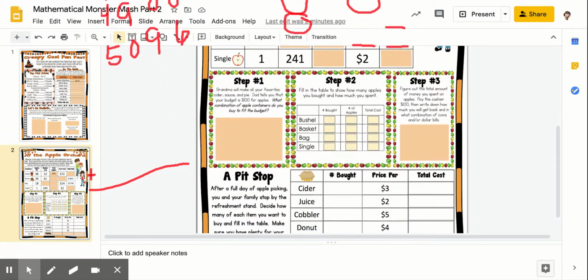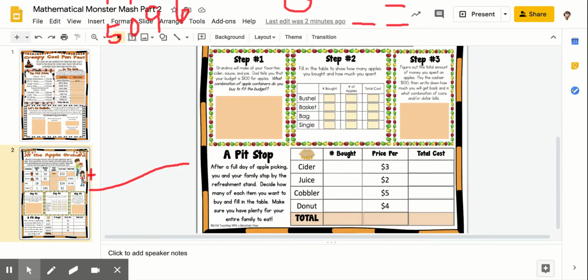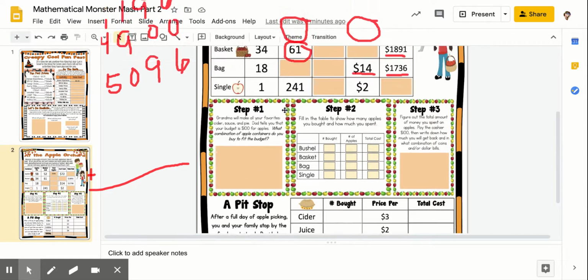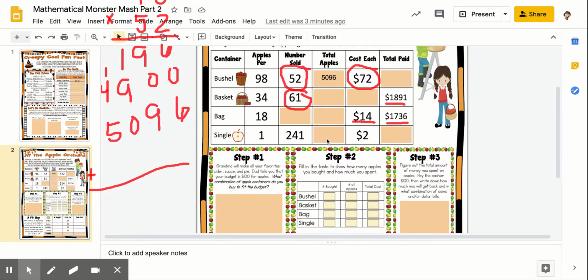So our last bits, we have that step 1, so make sure you're following these in the correct order, right? Grandma will make all your favorites, apple cider, applesauce, and apple pie. Dad tells you that your budget is $100 for apples. What combination of apple containers do you buy to fit that budget, right? So you can figure out however many apples you want, right? You just need to make sure that it's not going over $100. So you could buy like 1 bushel, a bag, some singles, right? It's going to change depending on what you want to put in there.